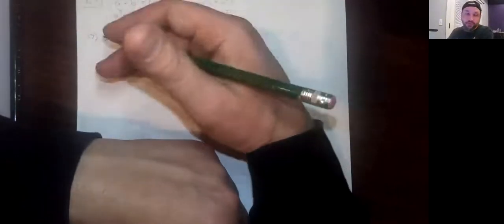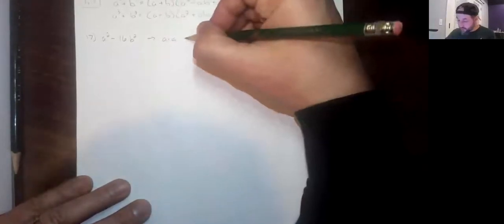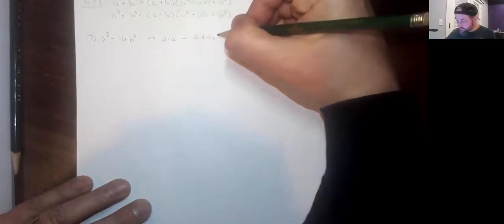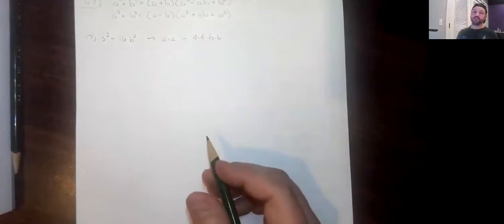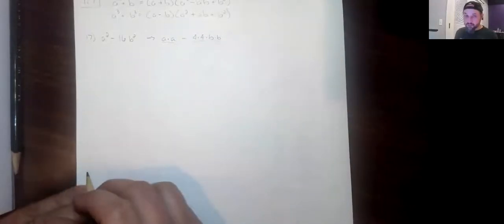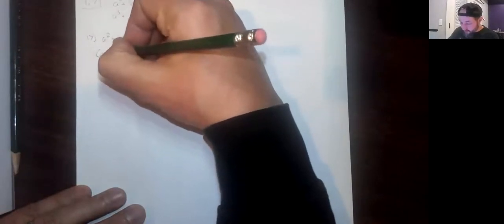Now, the key is having 2. The special factor rules work if there's 2 perfect squares or 2 perfect cubes. So in this case, just to write this down over here to help think about it, remember a squared is a times a, 16 is 4 times 4, b squared is b times b. All you're doing is looking for anything that repeats. So I have a perfect square here, a perfect square, and a perfect square. So what I have is a perfect square minus a perfect square.